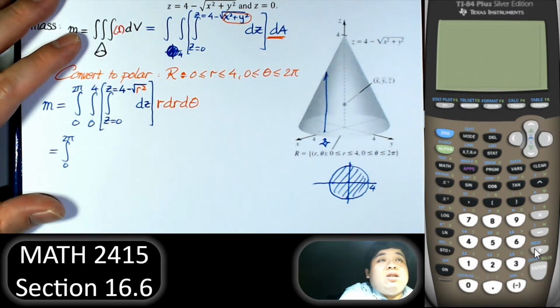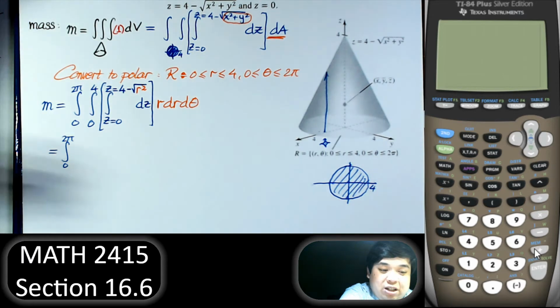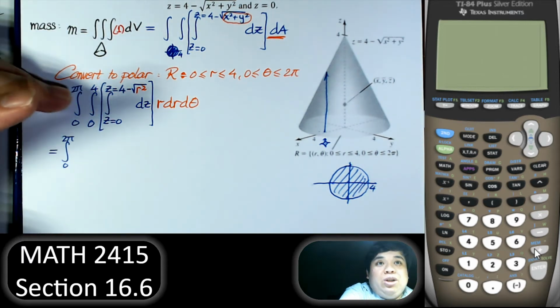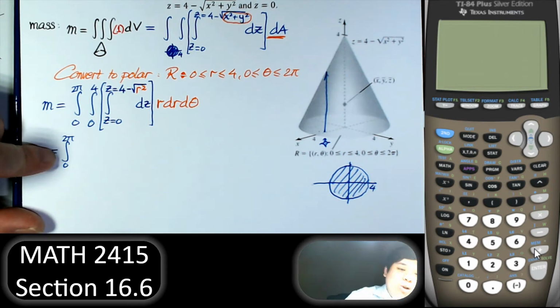By the way, if this is just a cone, we have the formula for a cone, so we could just go ahead and use it. But we do need the integral to find the moments later, so never mind. We still need to do this.